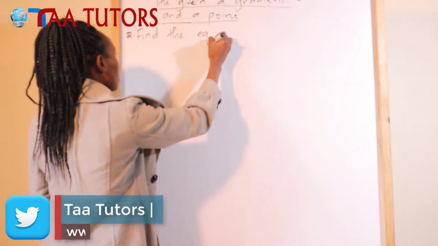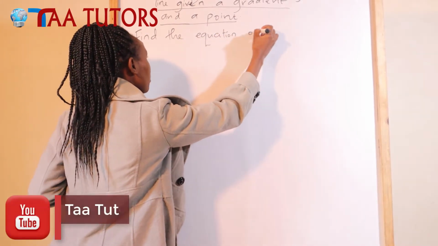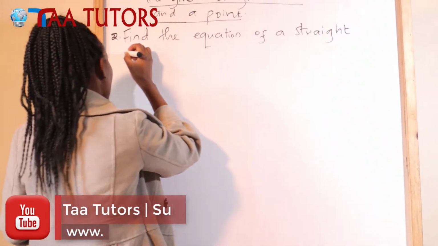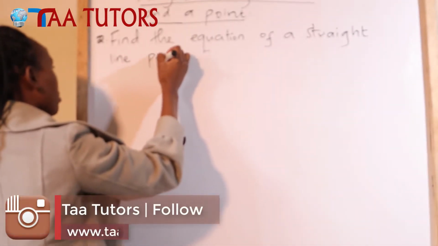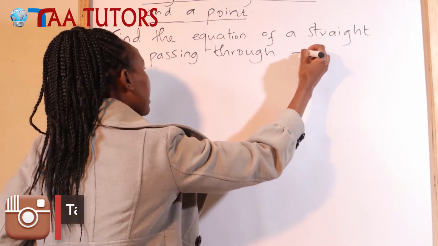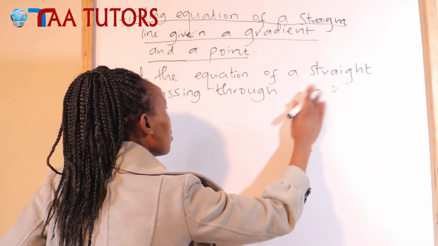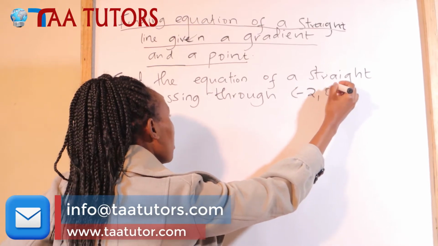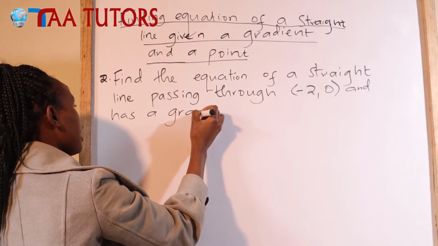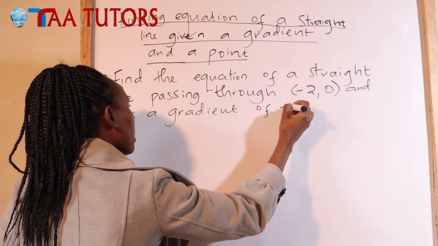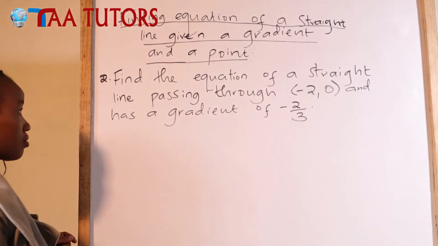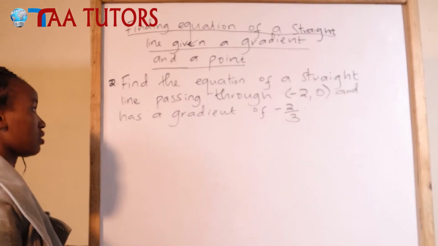Find the equation of a straight line passing through -2, 0, and has a gradient of -2 over 3. Find the equation of a straight line passing through -2, 0, and has a gradient of -2 over 3.